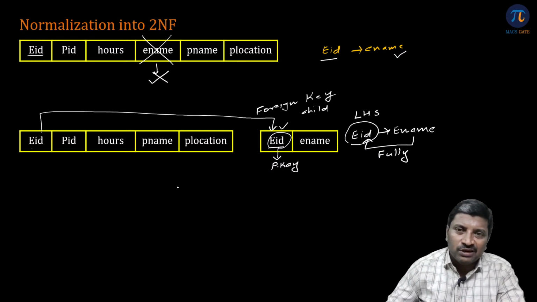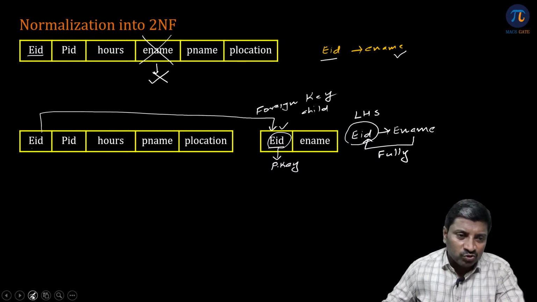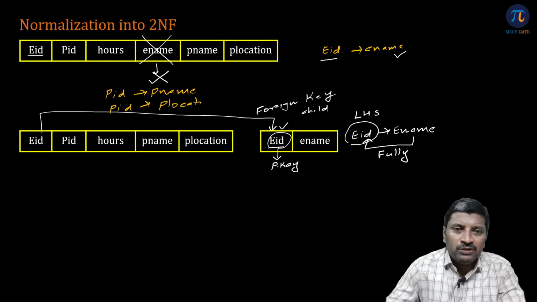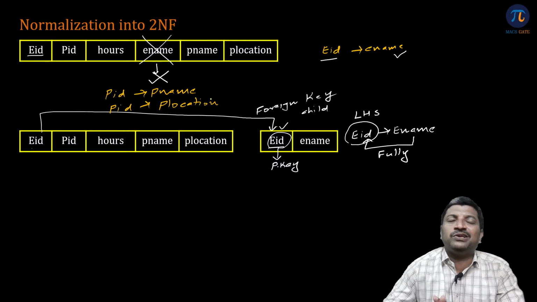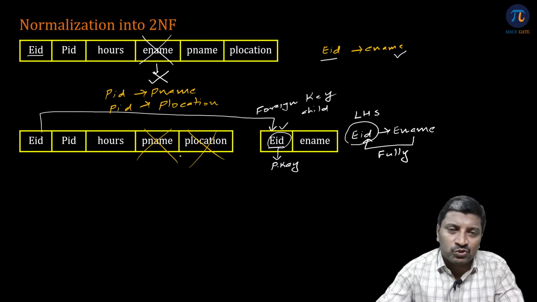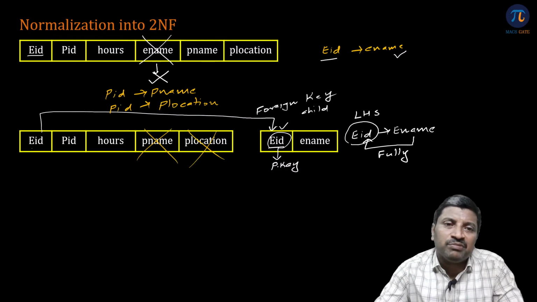What else do you have, sir? You have two more. What are the two more dependencies? That is project ID implies project name. I have one more: project ID implies project location. So now I have two villains, project name and project location. Delete them from those two, so delete them from the original table.